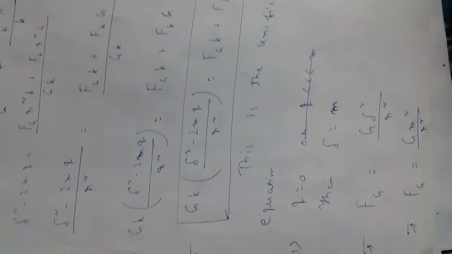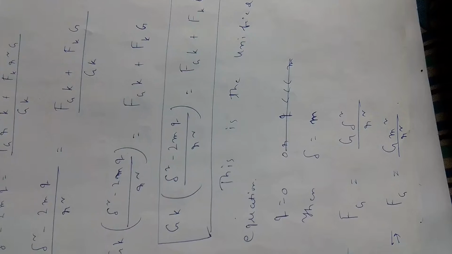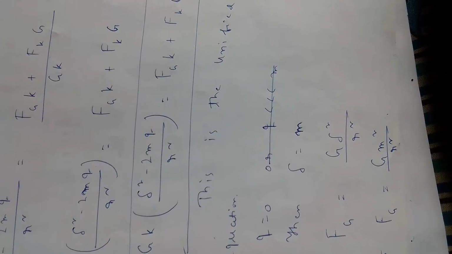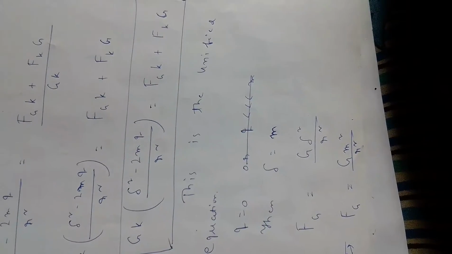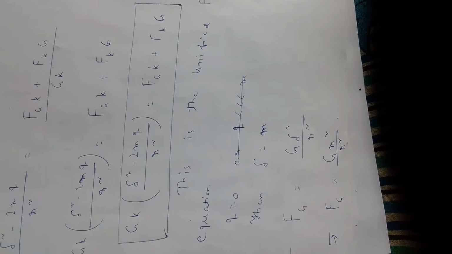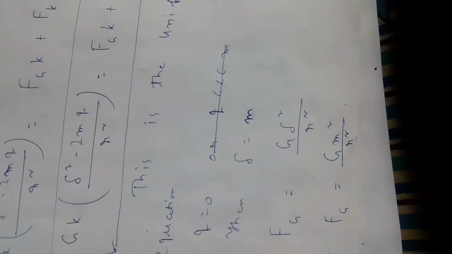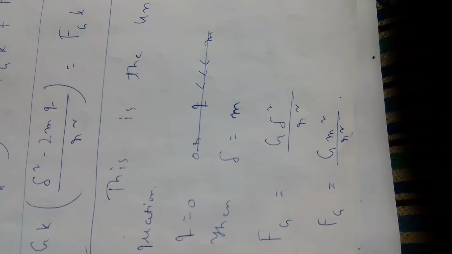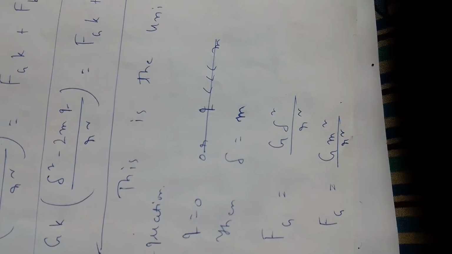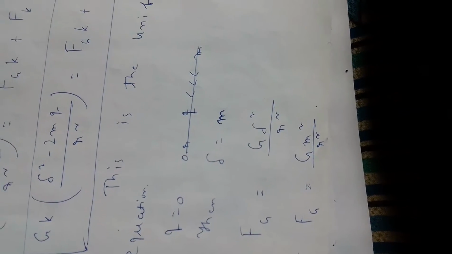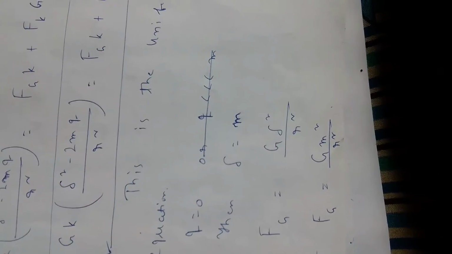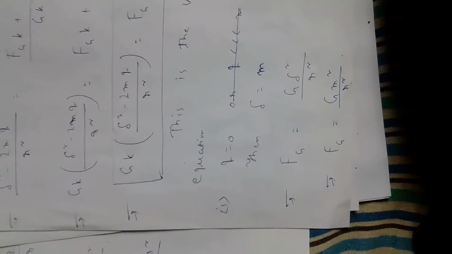Now two conditions may arise. First, if q is equal to 0, then del is equal to m plus q, so del is equal to m, and Fg should be equal to G del square by r square. Del square means m square, as q is 0. That's why force G is equal to G m square by r square. So I got the gravitational force formula when charge is equal to 0.